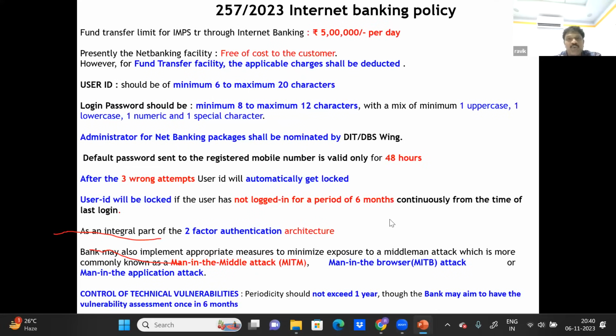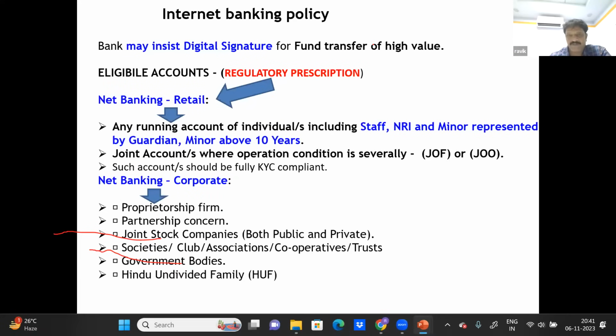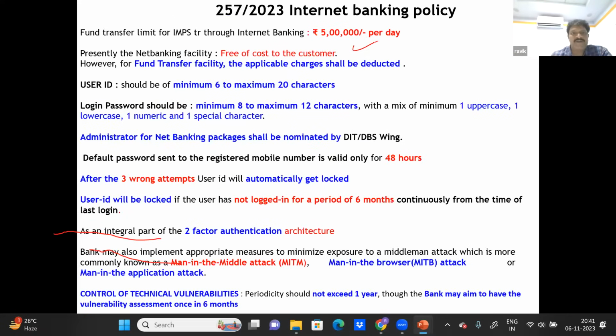Now we will come to internet banking of the bank, internet banking policy. Same 5 lakhs per day. In internet banking also, we can pay maximum 5 lakhs per day. Presently, net banking is free. But remember, net banking is free, but for the fund transfer facility, applicable charges are collected.